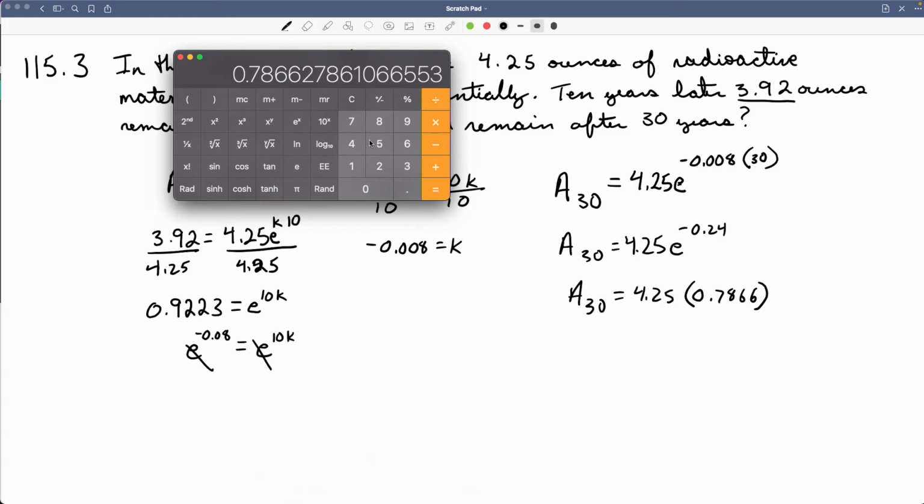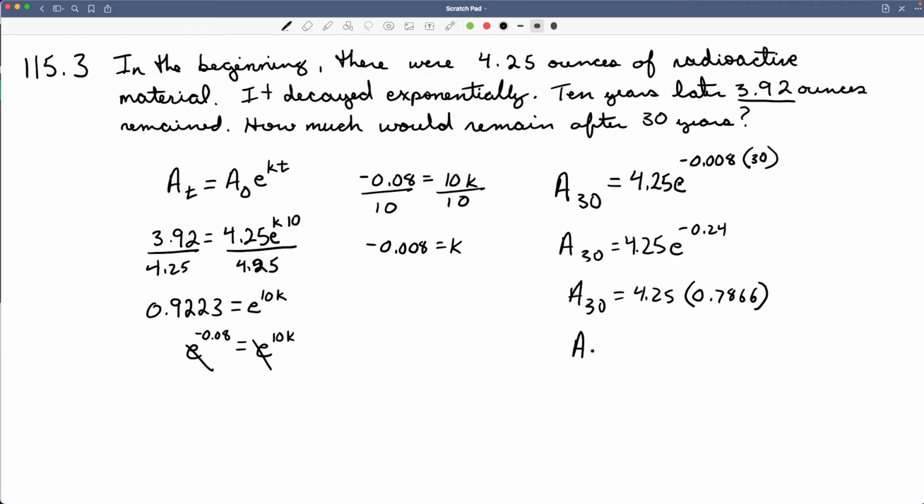Now I do that multiplication and I find out the amount in 30 years. There's my calculator. So 0.7866 times 4.25, I have 3.34. The number starts to go down, so I'm going to say 3.34 is my significant figures. So the amount in 30 years that I have is going to be 3.34 ounces. And that is how you would solve that.